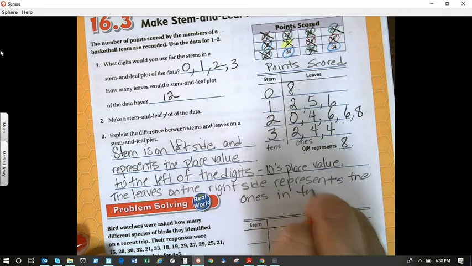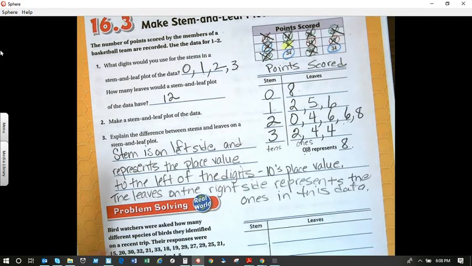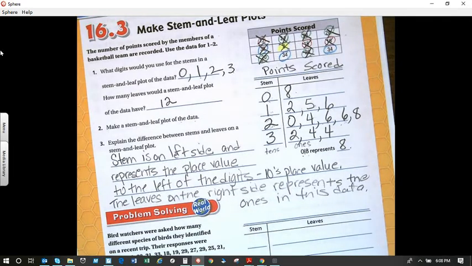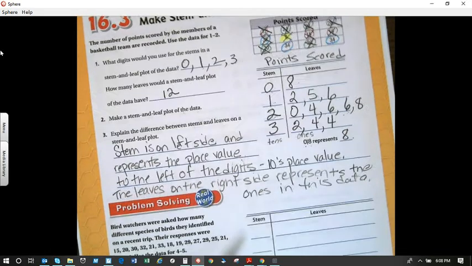Now, making sure I put "in this data," because it'll be like when we were dealing with decimals. We won't have the leaves be the ones; it'll be the leaves that would have the decimal value, so the tenths value. Okay, so we have that one. Ready for the next one? All right, let's move on.